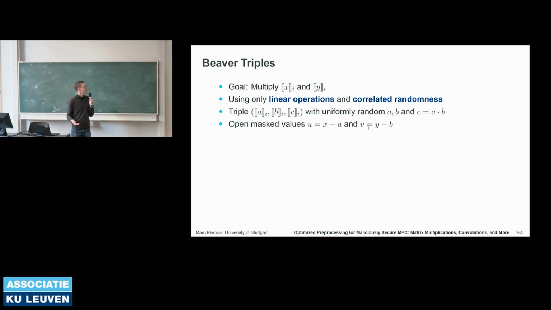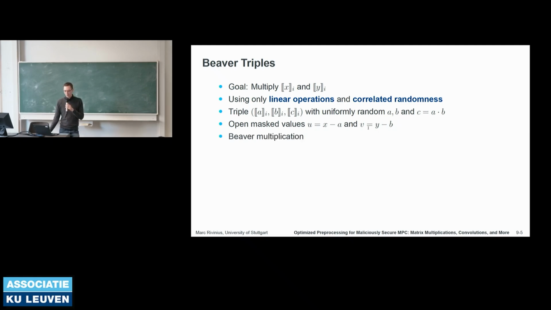Then the first thing the parties do is open masked versions of their inputs. So x minus a, they can compute a share of that and then open it. And the same for y, y minus b. Then they get these public values u and v, and they don't leak any information because a and b are uniformly random.